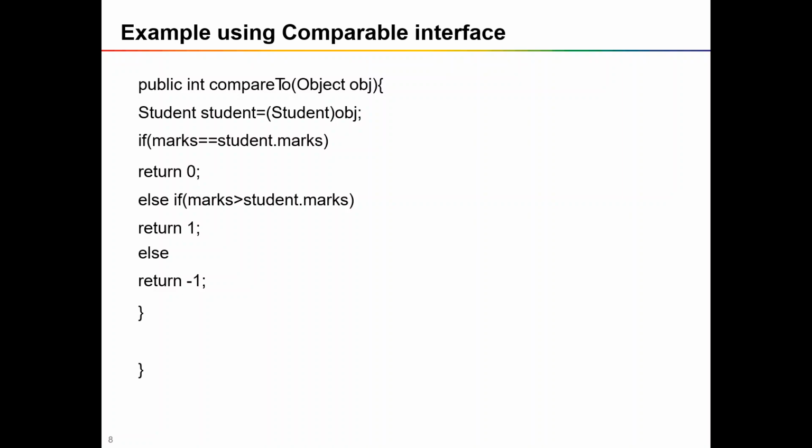Here I'm simply comparing the existing mark with the current mark. This is the existing mark in the collection, and this is the mark of the current object. Student marks returns the current mark value. If both are the same, return 0, in the sense that no sorting happens because both values are the same, right? If the existing mark is greater than the mark of the current object, in that case you return 1, otherwise you return -1.